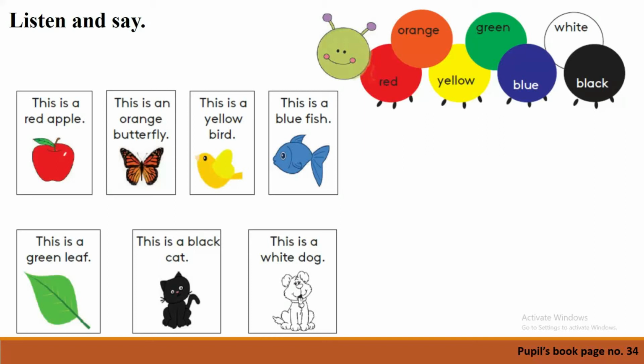How to say the names of the colors. Colors, how many colors are there? Red, orange, yellow, green, blue, white, black. Then you have learned how to describe things using the color.